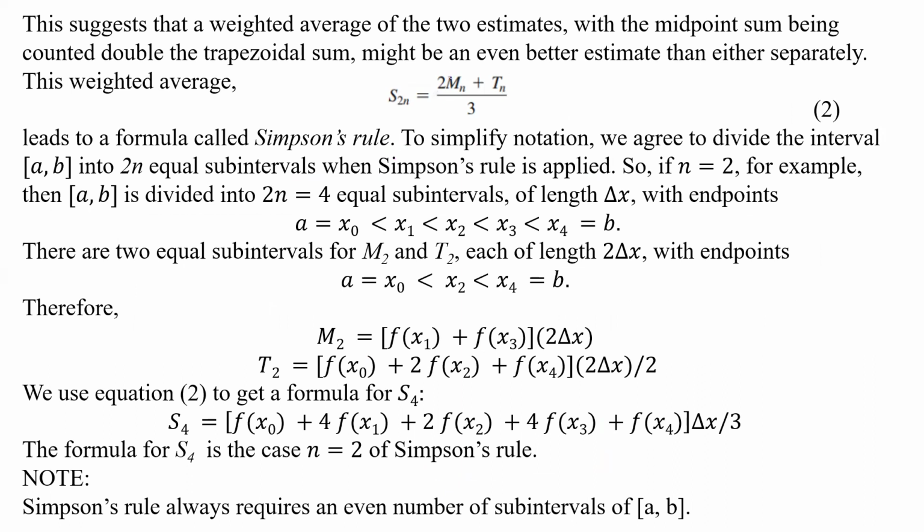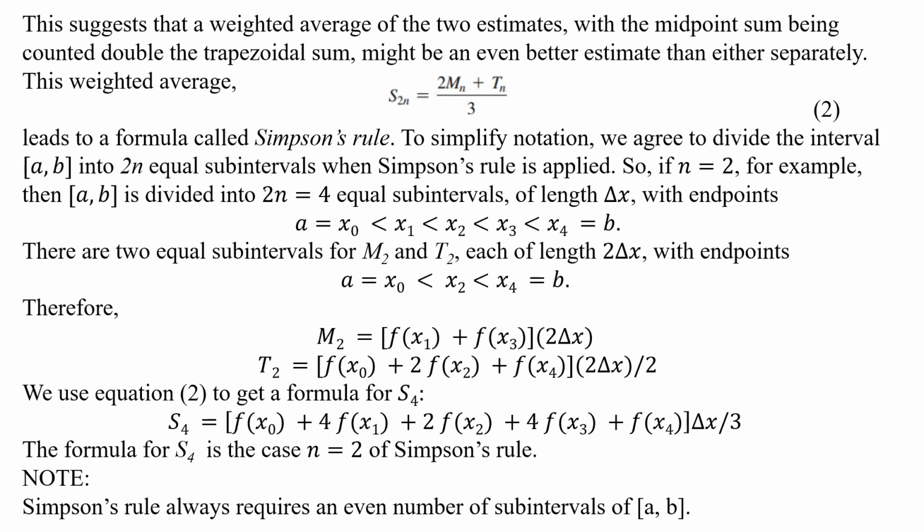So we're going to take 2 times the midpoint plus the trapezoid, and we're going to divide by the total, which is 2 plus 1 or 3. Okay, so this weighted sum is hopefully going to be a better value, and this is called Simpson's rule. Now, to simplify the notation, we agree to divide the interval into 2n subintervals when Simpson's rule is applied. So if n is equal to 2, for example, it's going to be divided into 4 equal subintervals of length delta x. So we're going to go from x0 to x4, and a and b are endpoints.